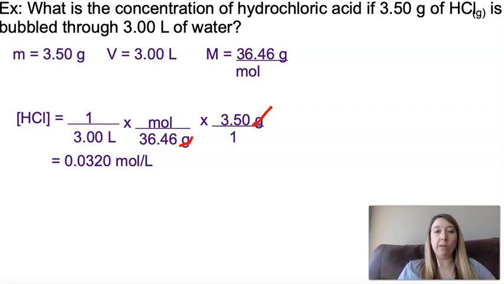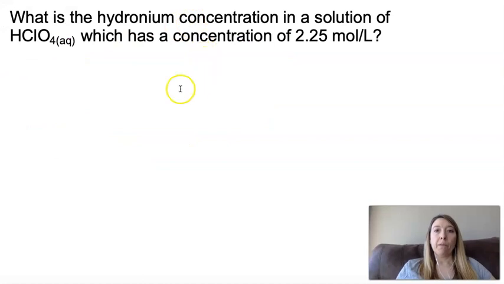So this should be looking more or less exactly the same as the calculations you did in the last unit. The only difference is it was an acid, but even at that, it didn't really change anything that you did. Okay, so now we have different examples.